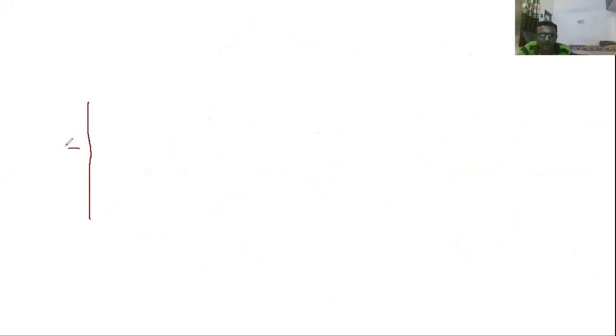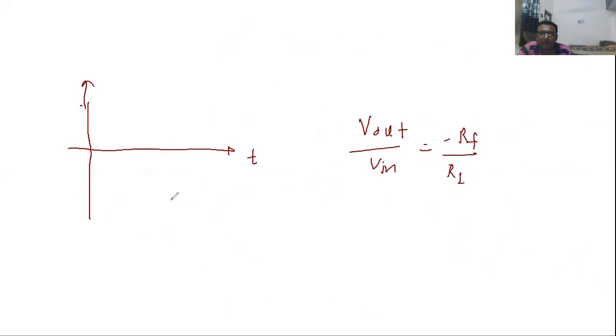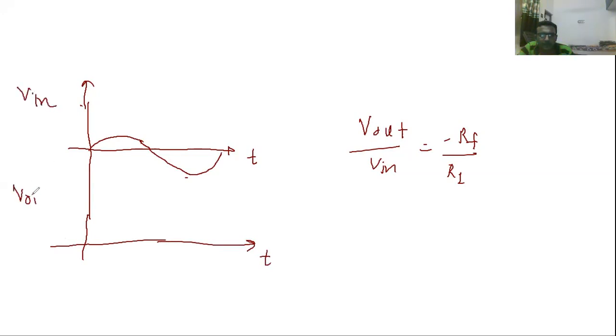The diagram of the inverting amplifier is already mentioned in the figure. See this inverting amplifier: due to this equation, Vout divided by Vin equal to minus Rf divided by R1, what does it mean? The output signal has a 180-degree phase shift with respect to the input signal. Here T, here Vin, here Vout. The output signal is amplified, but with a 180-degree phase shift with respect to the input. So we can get this type of graph.